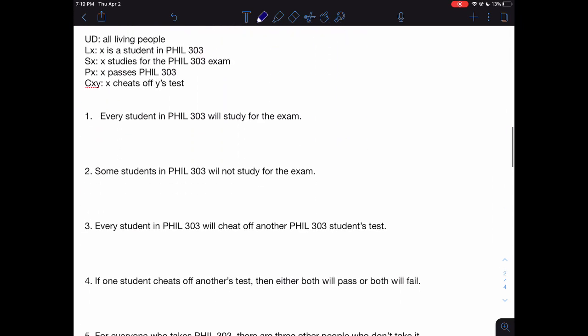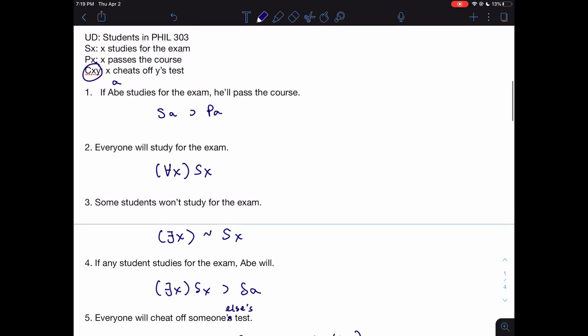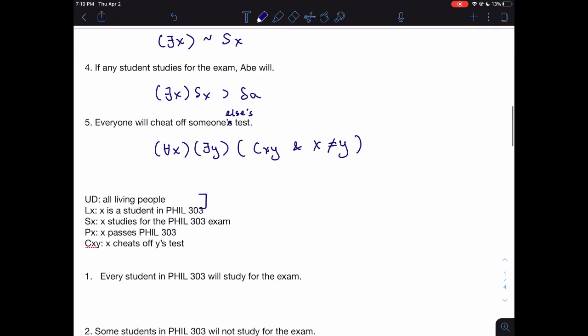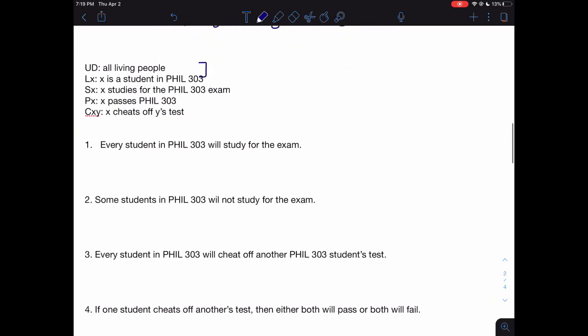Okay, so let's start with the first one. Every student in Phil 303 will study for the exam. Because the universe of discourse is now all living people, we can't just say that everyone in the universe of discourse will study for the exam, like we did up here. Instead, we need to be clear that we're narrowing the universe of discourse down so that we're only talking about the students in Phil 303.